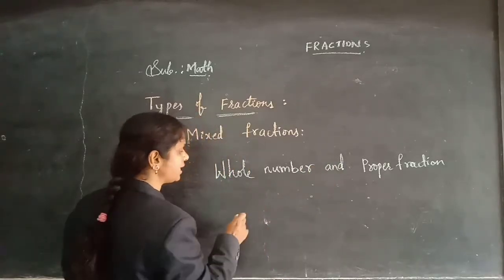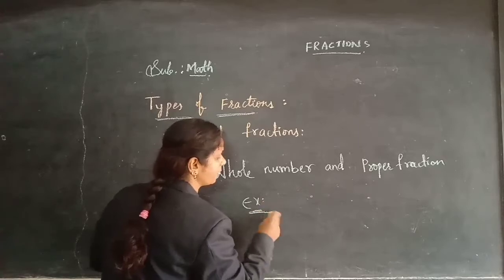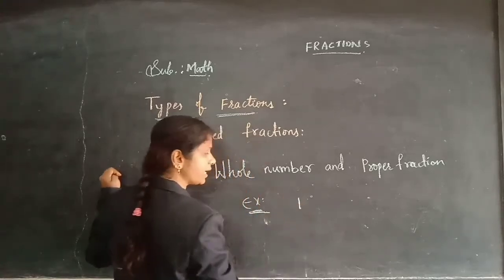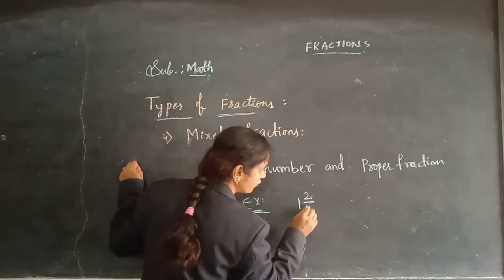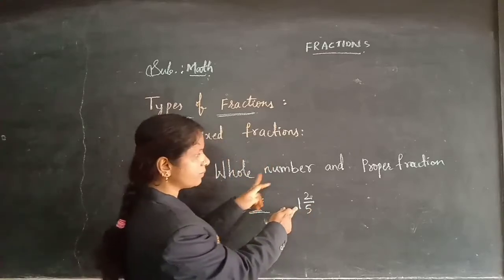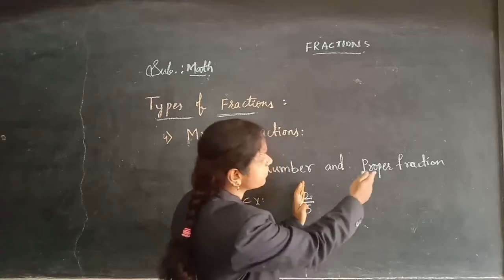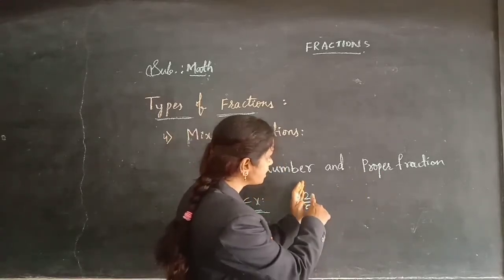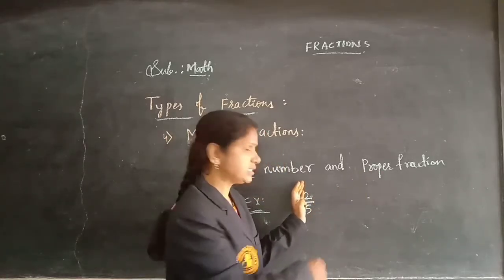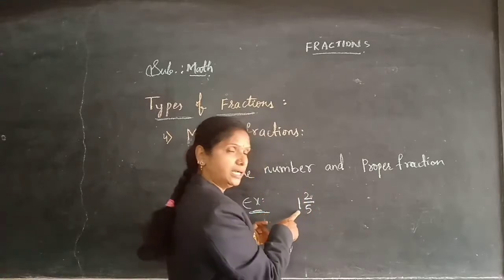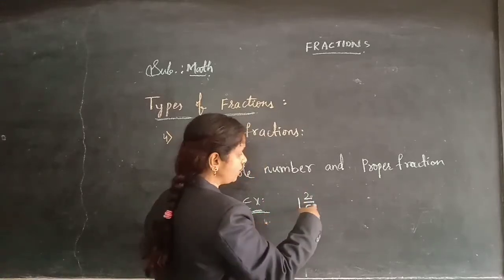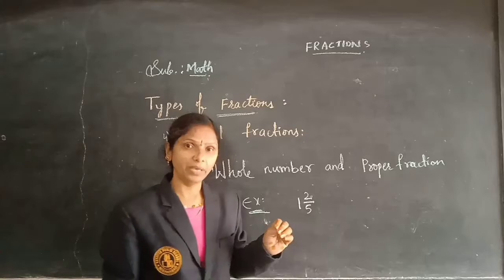Let us see the examples here. 1 whole number I have taken and 2 by 5. See here, 1 is a whole number, children, and 2 by 5 is a proper fraction. 2 is smaller than 5, so it's a proper fraction, and it's 1 whole number. So the combination of these two is a mixed fraction.